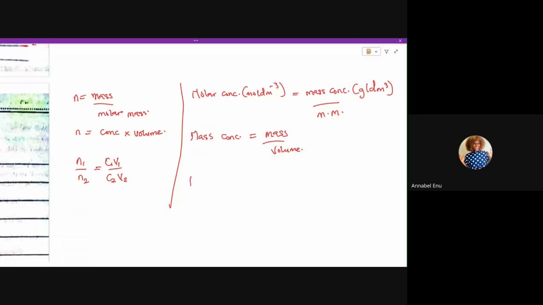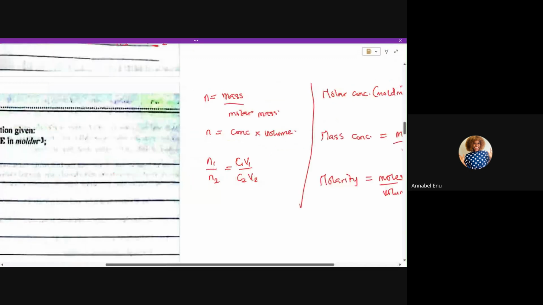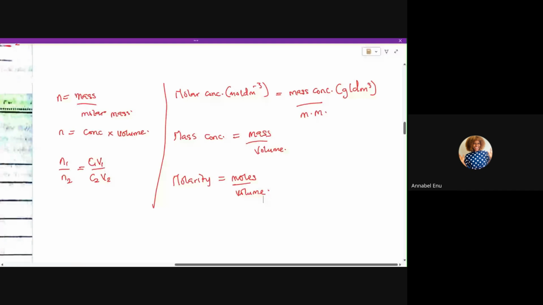Then also molarity, which can also stand as concentration, also implies it is equal to moles divided by volume. So these are some of the major formulas we need to keep in mind. So let's go back to our question. Or is anyone writing it down, or the group? You're familiar with these formulas already.